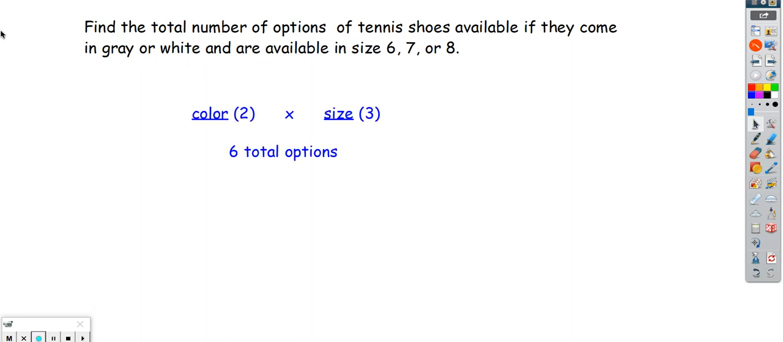All right, so it says that we have options for these tennis shoes of gray or white. So one of our events is color, and they give us an option of 2 different colors. And we have 3 different sizes. Our other event or category is size. We have 3 different sizes. So we have 2 times 3 total options, which gives us 6 total options.